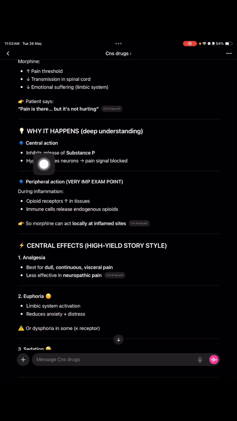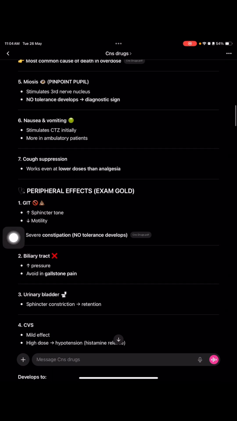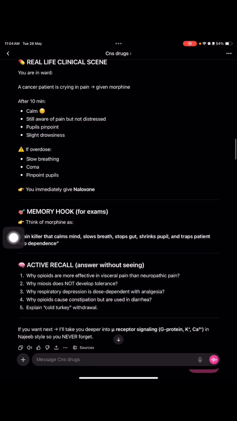Why does it happen? Central action inhibits release of substance P and causes hyperpolarization of the neuron, so the pain signal is blocked. Peripheral action: during inflammation, opioid receptors increase in tissues. Immune cells release endogenous opioids, so morphine can act locally at the inflamed site. Now, what are the central effects, the peripheral effects, and the tolerance and dependence of morphine?